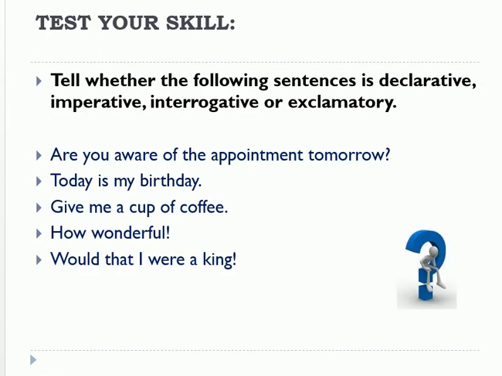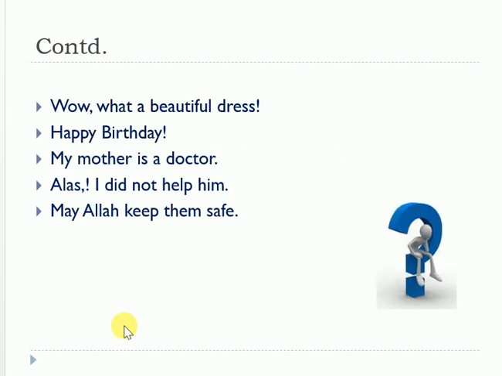Now you may test your skill by seeing which category of sentence the following sentences belong to, like whether they are declarative, imperative, interrogative, or exclamatory. Are you aware of the appointment tomorrow? What type of sentence is that? Today is my birthday. Give me a cup of coffee. How wonderful. Would that I were a king. Wow, what a beautiful dress. Happy birthday. My mother is a doctor. Alas, I did not help him. May Allah keep them safe.